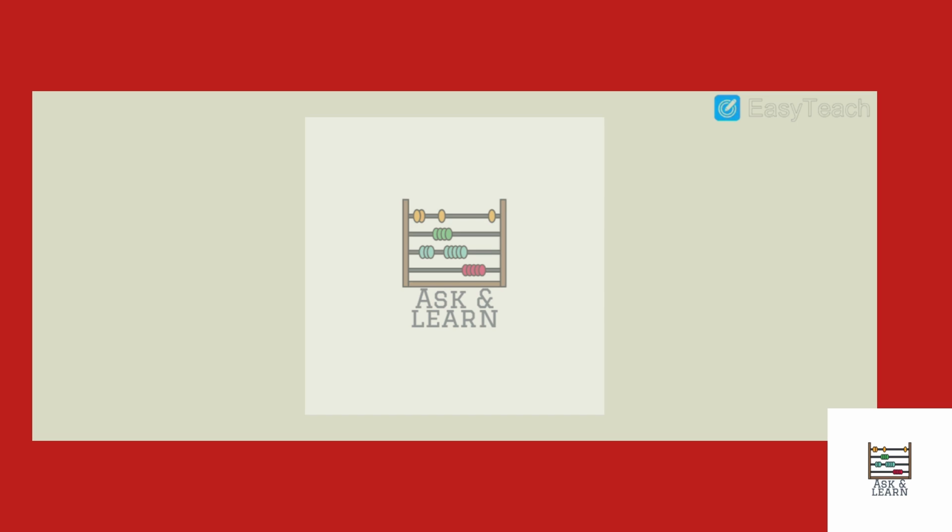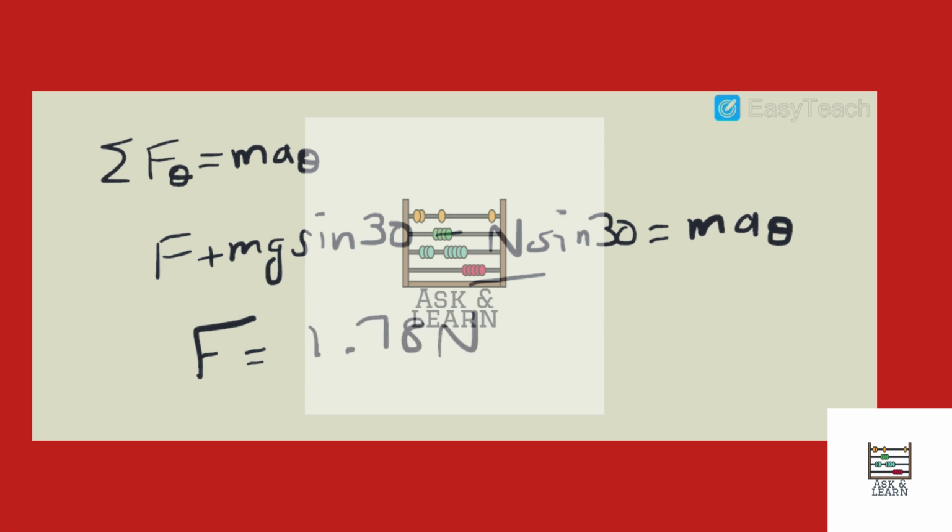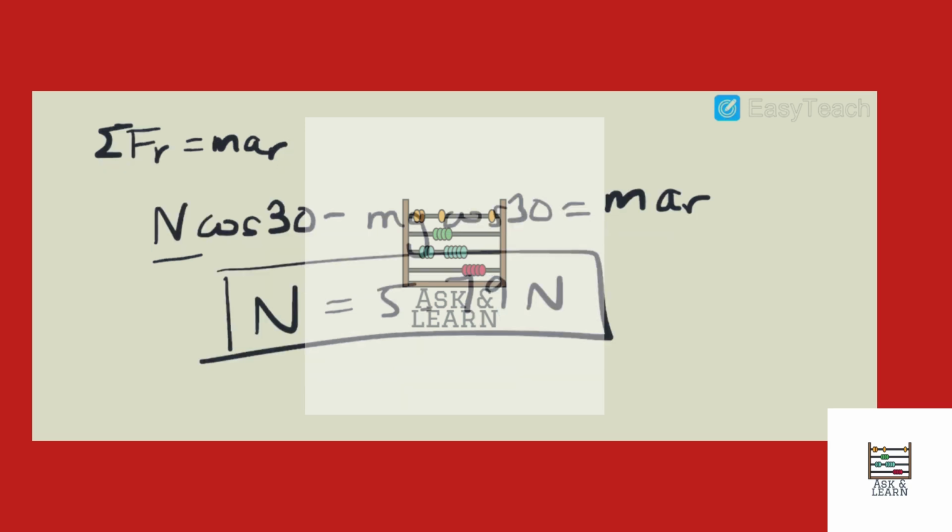Next, what we can do is solve for F. By doing that, we can say the net force in theta is equal to m times a_theta. And we see that F plus mg sine 30 minus N sine 30 is equal to m a_theta. Now we solved for N previously, so we can solve directly for F. And we see that F is equal to 1.78 newtons. So that is one part of our answer, and this is the other part of our answer.